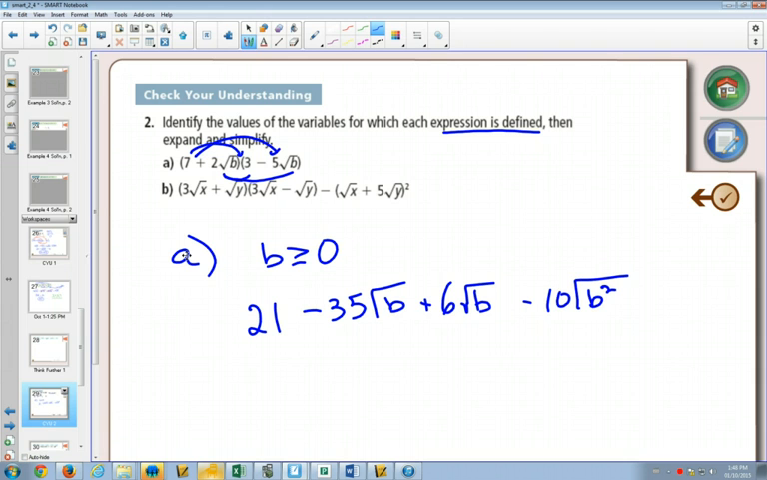Okay. So now we see that we have some like terms. The middle ones, the root B and the root B, negative 35 root B plus 6 root B. Those combined are going to be negative 29 root B. Still have a 21 out in front here. What can I do with the root B squared? Well, the square root of B squared will just be B. So we get negative 10B.